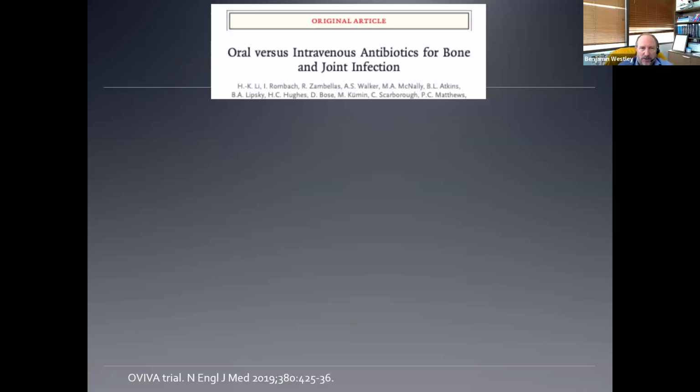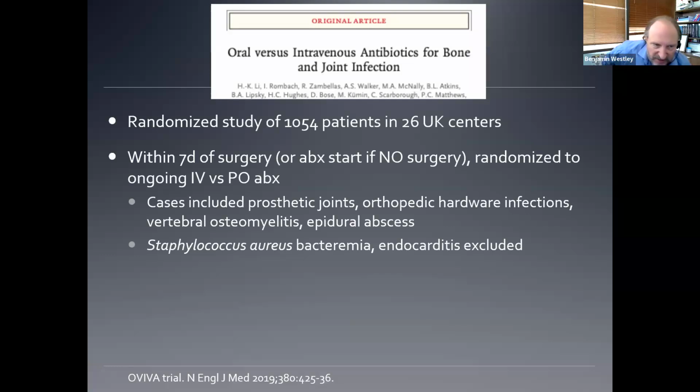So the question in adults for a long time has been, should medicines for bone and joint infections be given intravenous or orally? And we have some pretty decent evidence on this that is finally perfusing its way through our specialty. This is New England Journal 2019 called the OVIVA trial, oral versus IV. 1,000 patients in 26 centers in the United Kingdom. And what they did was within 7 days of surgery, or within 7 days of starting antibiotics, if patients didn't have surgery, they randomized to IV or oral treatment.